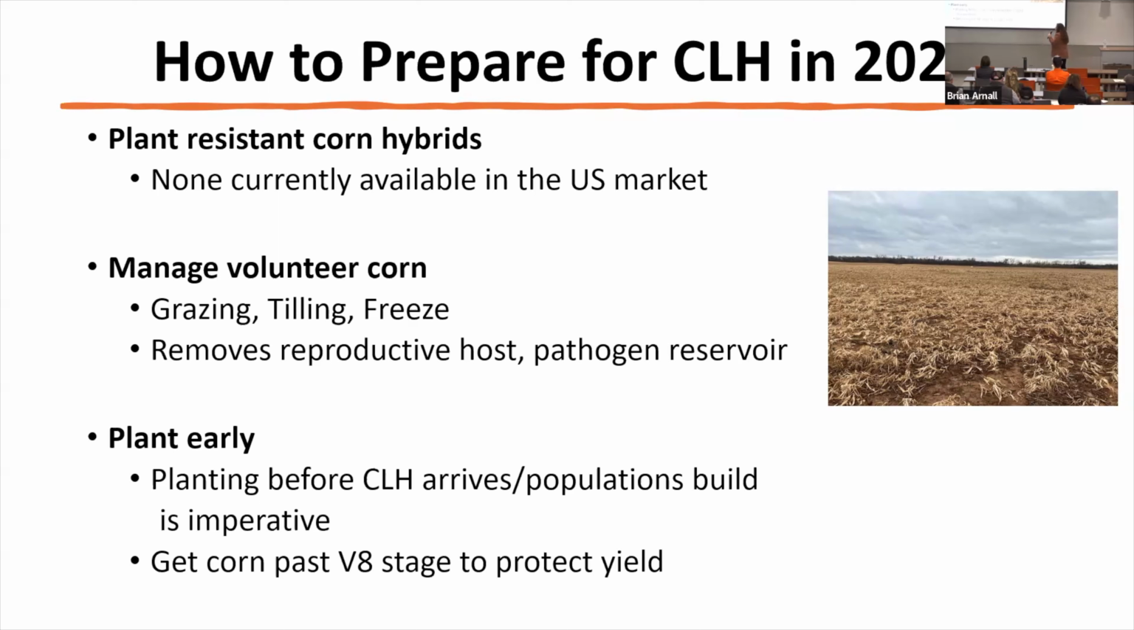So the best advice right now is to plant early. I know that kind of contradicts the idea of double crop corn, but there are also other things we can do to protect that too.